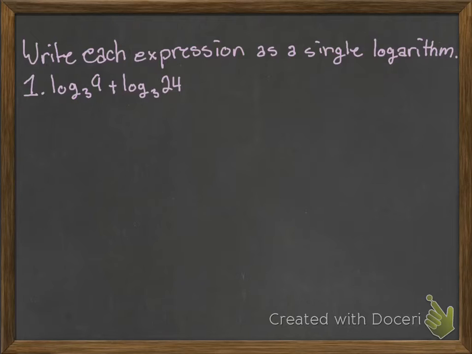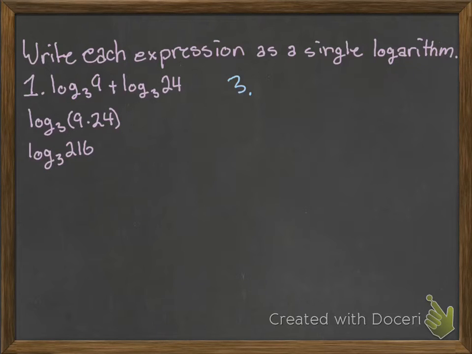So we're going to write log base 3, and then in parentheses, I want you to put 9 times 24. What's 9 times 24? 216. So write log base 3 of 216, and there's your answer. Makes a lot more sense.